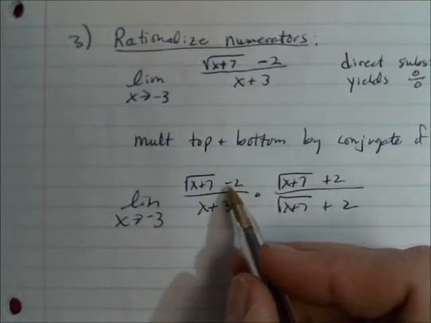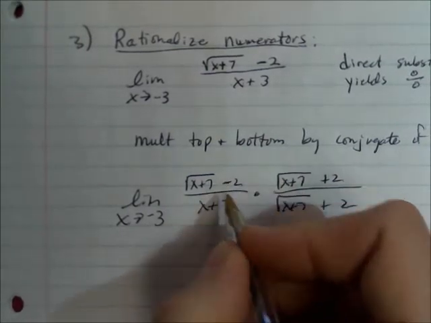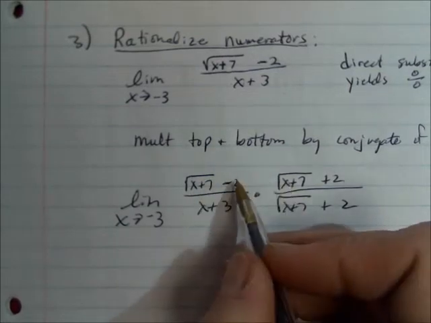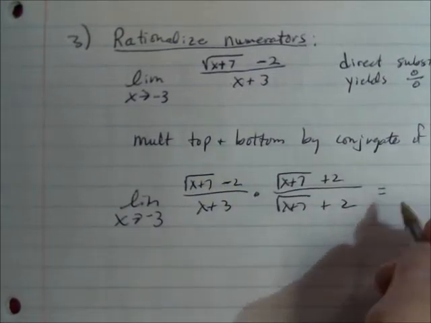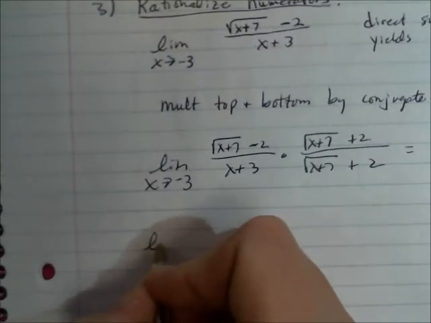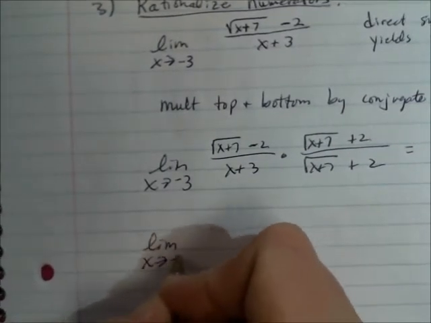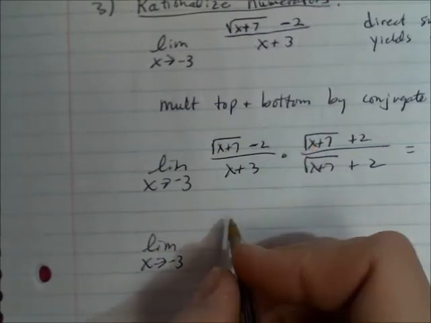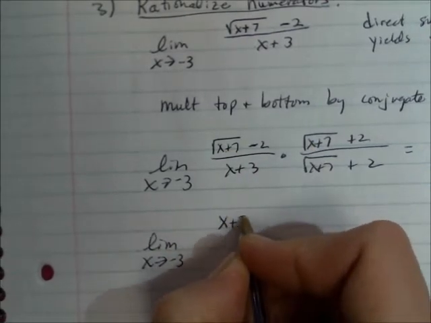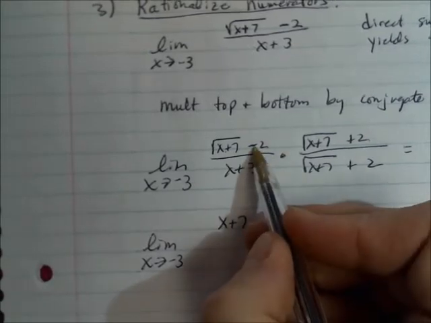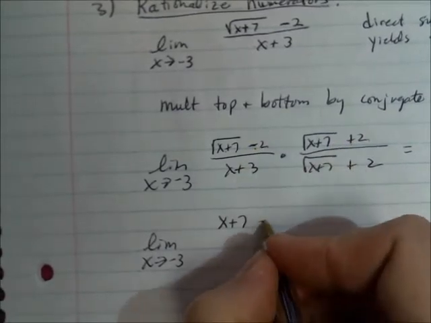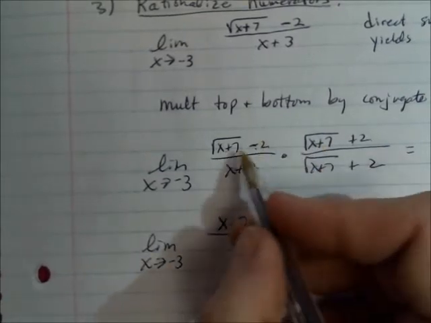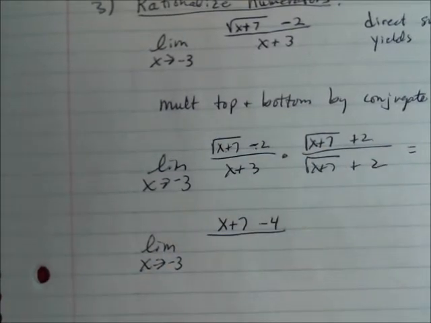And if you remember, when you multiply two conjugates together, all you have to do is multiply the first times the first and the last times the last. So what this would give us, the limit as x approaches negative 3 of the square root of x plus 7 times the square root of x plus 7 is just x plus 7. Negative 2 times positive 2 is negative 4. Because if you do FOIL, the O and the I will cancel out, so you don't have to do the whole thing.